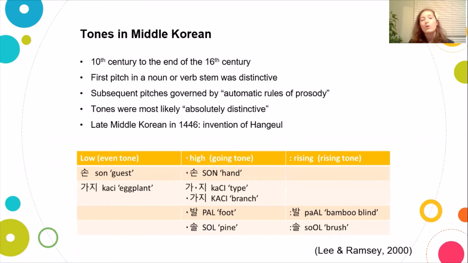Modern Korean as a whole isn't considered to be a tonal language. However, Middle Korean from the 10th century to the end of the 16th century was tonal. In Middle Korean, the first pitch of a noun or a verb stem was distinctive, and it aided that contrasted meaning between minimal pairs.